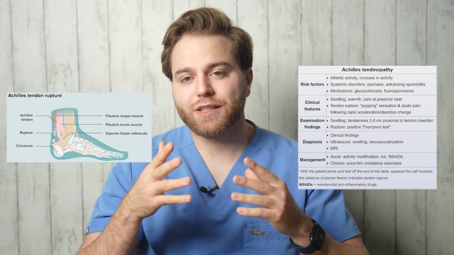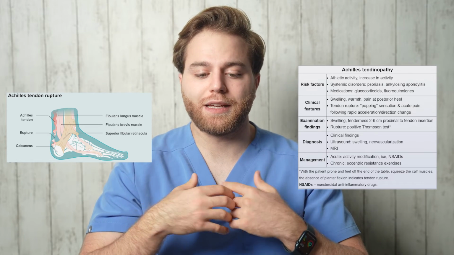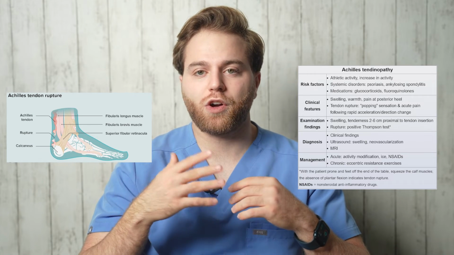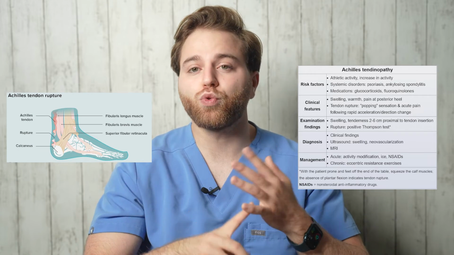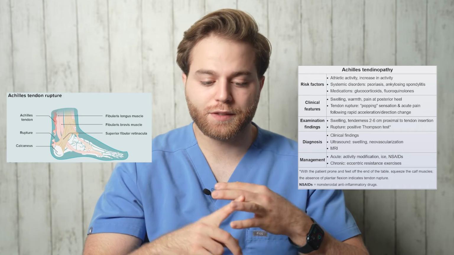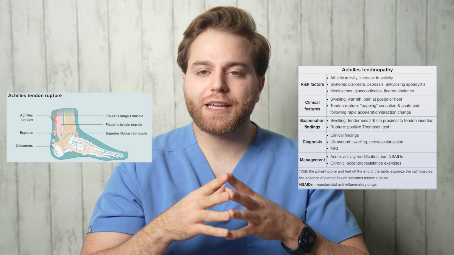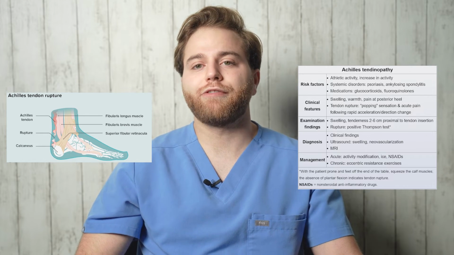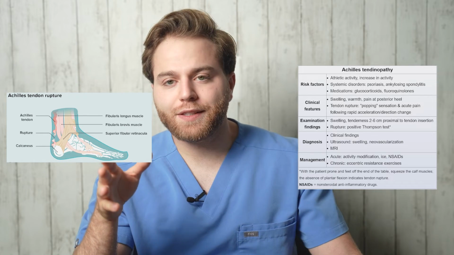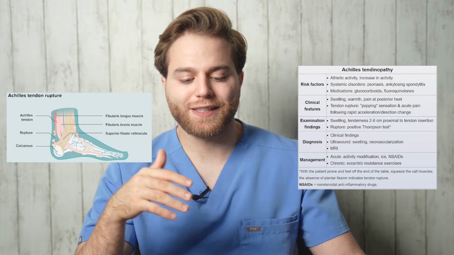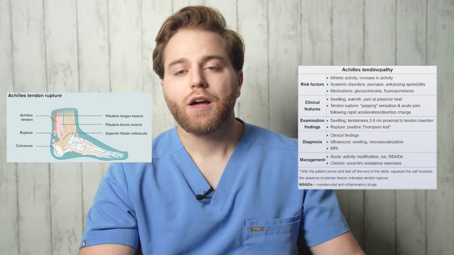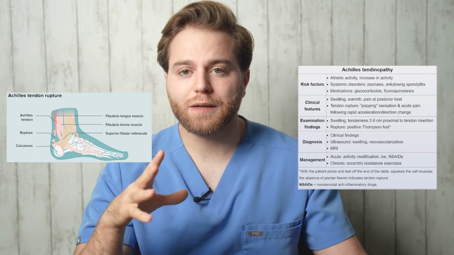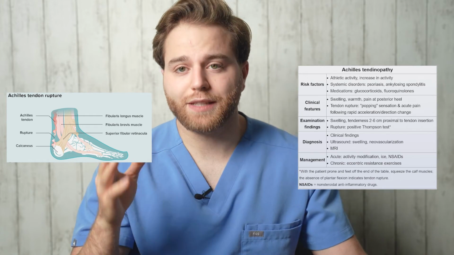The risk factors for Achilles tendinopathy are athletic activities and some medications, such as glucocorticoids and fluoroquinolones. The management of Achilles tendinopathy, if it's acute, is NSAIDs and icing it. If it's chronic, you can do eccentric resistance exercises. All these are from UWorld. There are definitely a lot of good tables that you should go through before taking your shelf exam.